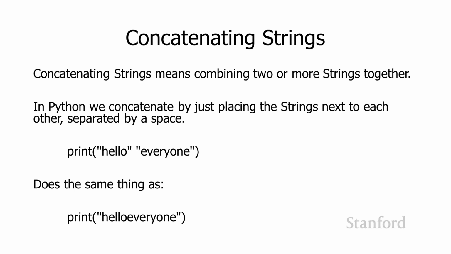So if you want a space, either the hello string needs to end with a space, or the everyone string needs to start with a space, or you need to put in a third string in the middle, a quote with a space and a closing quote, in between the hello and the everyone, and that will combine to get you hello space everyone.